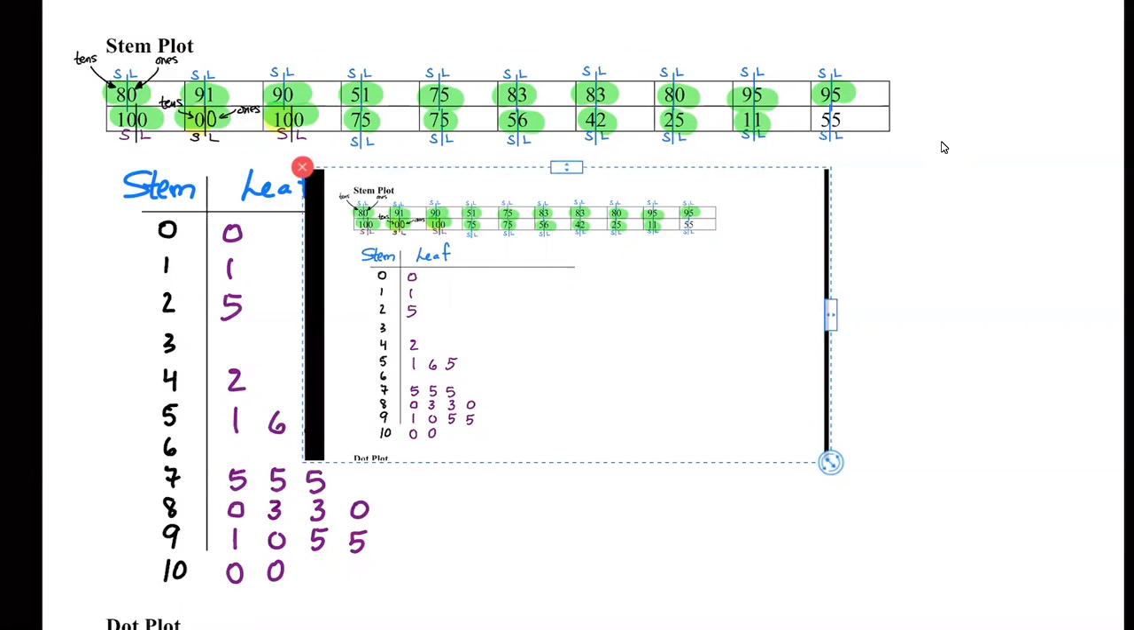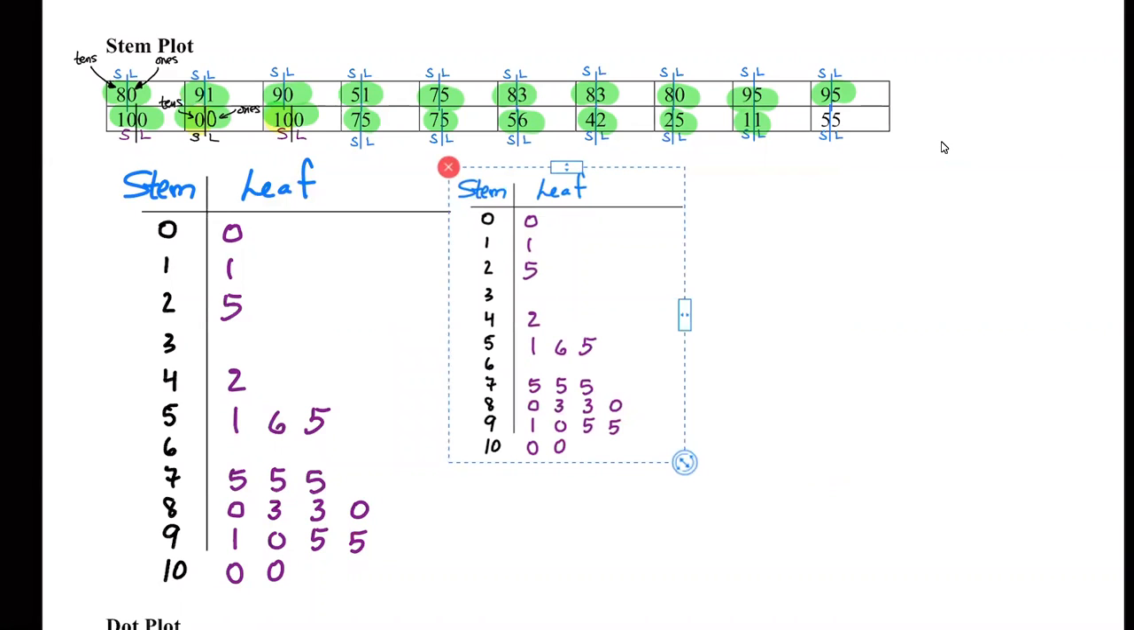In this, if we had a figure of, say, 1,000, we would just keep the leaf as the single digit, and then we'd have a stem of 100 if it were like the number 1,001. Yeah, exactly. Cool. Thanks.